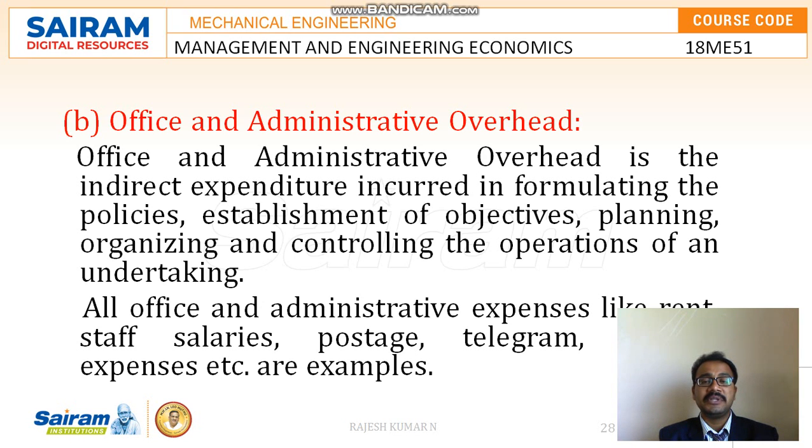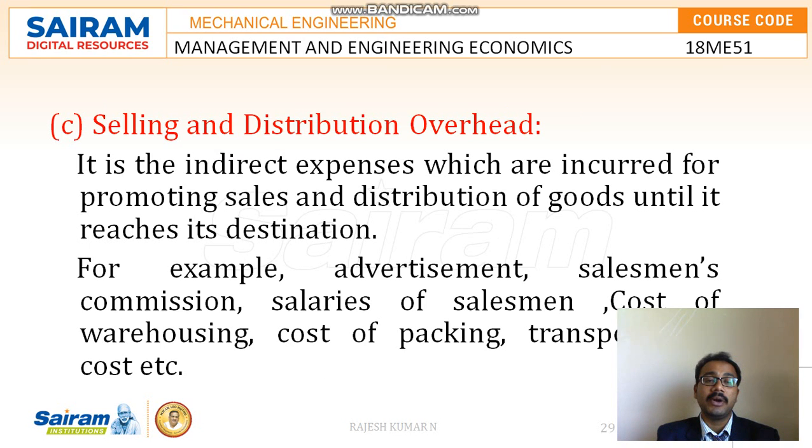Then, moving to the second type, office and administrative overhead. Office and administrative overhead is the indirect expenditure incurred in formulating the policies, establishing objectives, planning, organizing, and controlling the operations of an undertaking. So all office and administrative expenses like rent, staff salaries, postage, telegram, general expenses, etc. are examples. It is not restricted to only these examples. Even a few more examples related to the administrative point of view can be included.